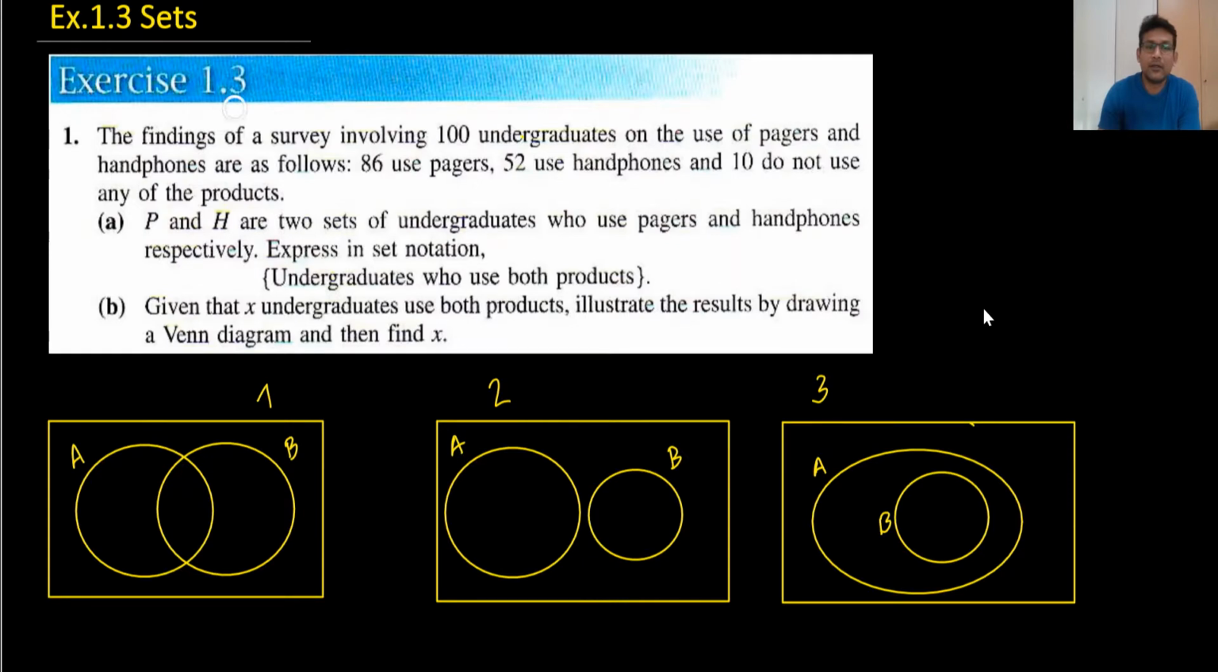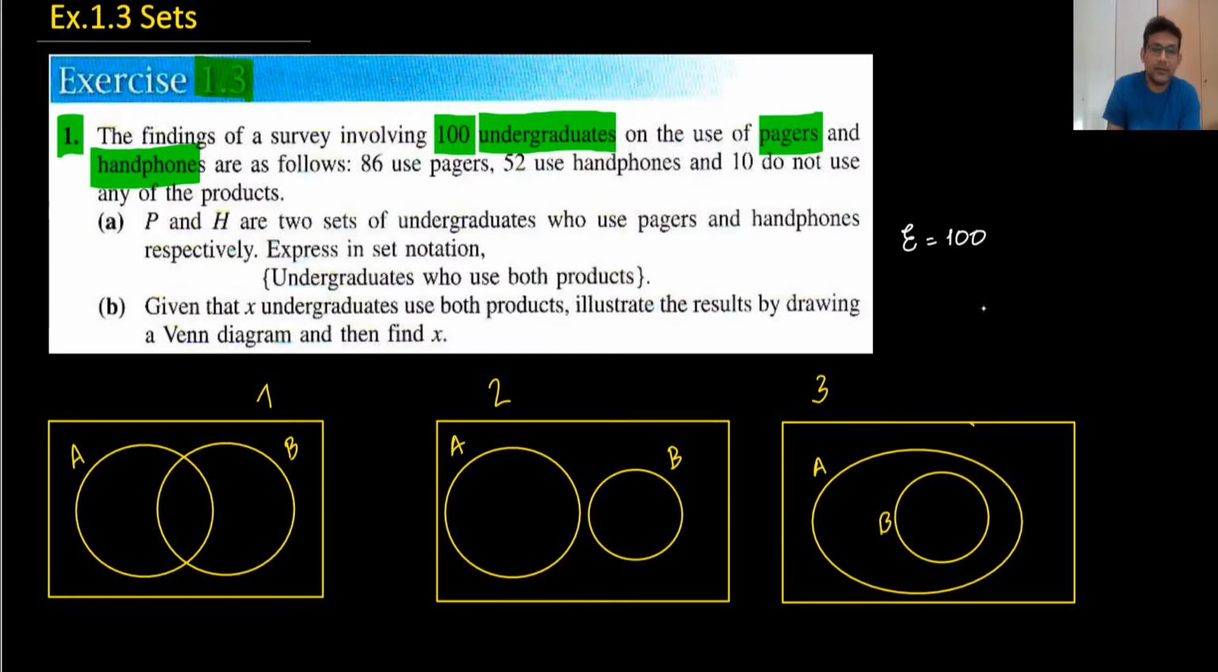For example, here I want to read this question, exercise 1.3, question number one. There are 100 undergraduates, so altogether we have 100. It means the total universal set is 100. On the use of pagers and headphones, the data are as follows: 86 use pagers. So if I consider this part and this part as pager and headphone, 52 use headphones and 10 do not use any of the products, P and H.